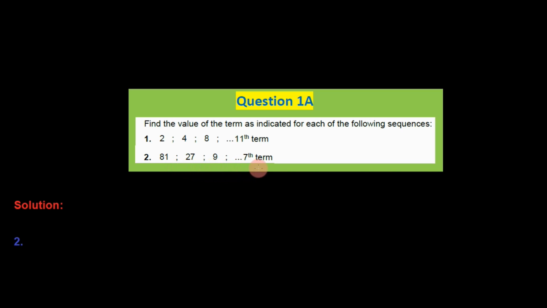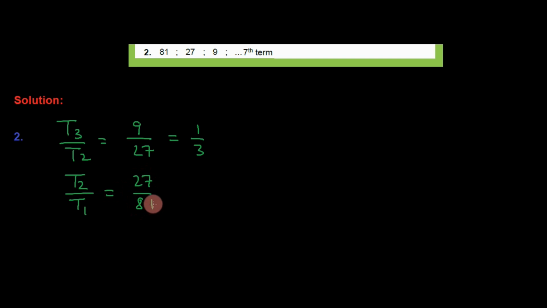And we must find the value of the seventh term. So once again, we can start by checking to see whether it's a GP. Term 3 divided by term 2 is 9 divided by 27, which is a third. And term 2 divided by term 1 is 27 over 81, which is also a third. So from this we can see that it is a GP with common ratio R equal to a third.